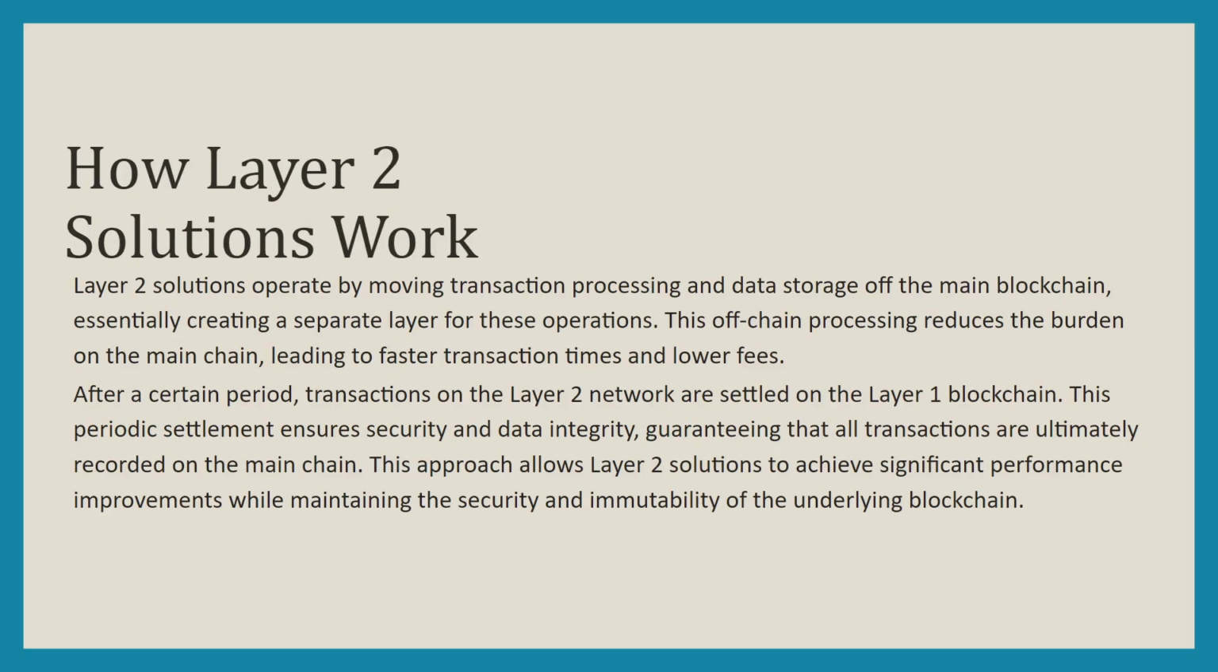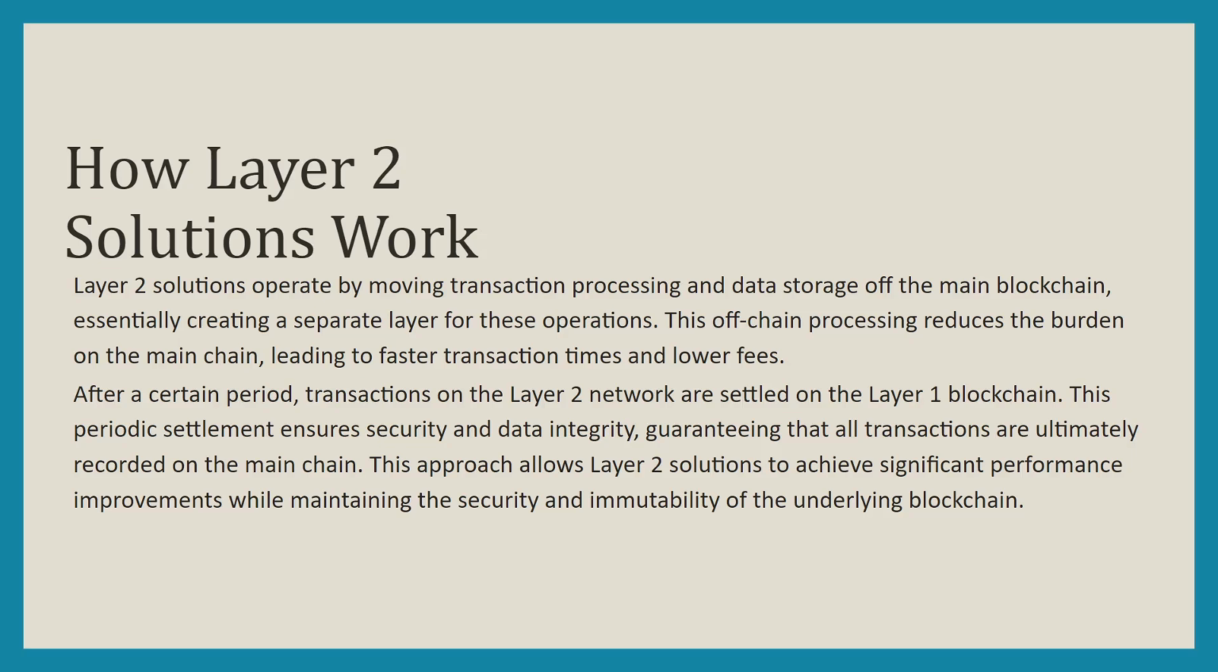So, how do layer 2 solutions work? Layer 2 solutions operate by moving transaction processing and data storage off the main blockchain, essentially creating a separate layer for these operations. This off-chain processing reduces the burden on the main chain, leading to faster transaction times and lower fees. After a certain period, transactions on the layer 2 network are settled on the layer 1 blockchain.